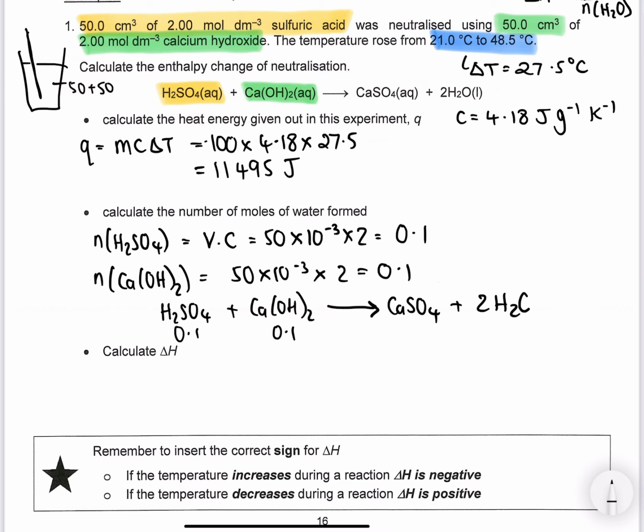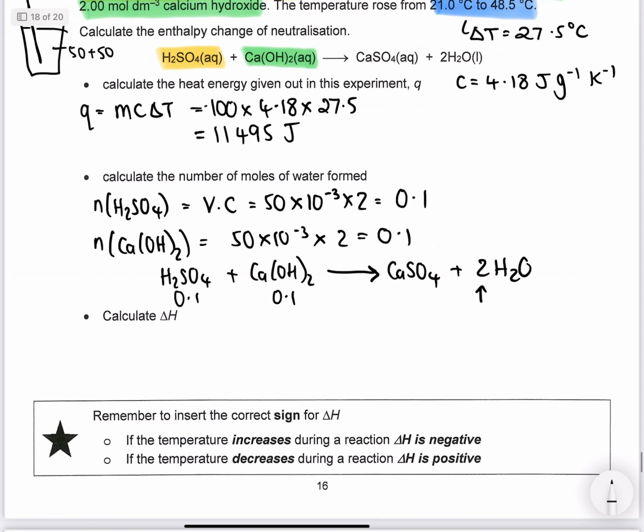But we can see that there are 2 moles of water for every mole of either one of these. So the moles of water is going to be 2 times 0.1. I can use either because they're both the same moles and neither is limiting, so I can pick one or the other, but it's going to be 0.2.